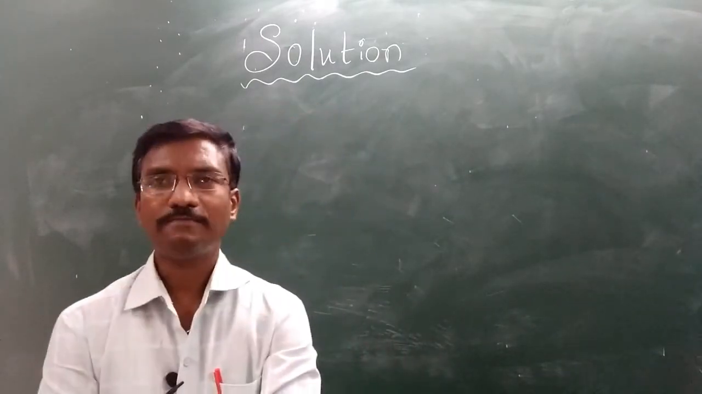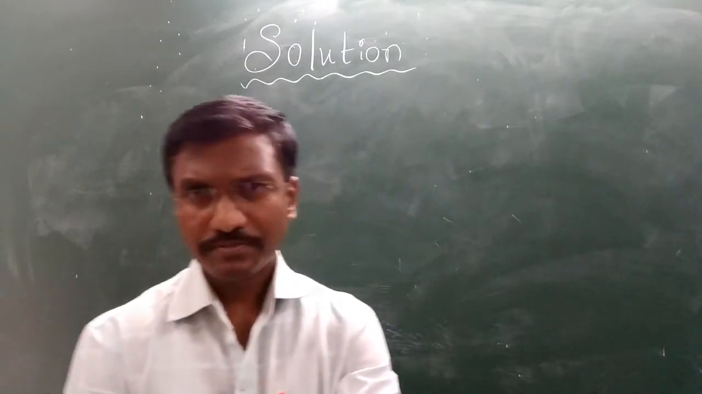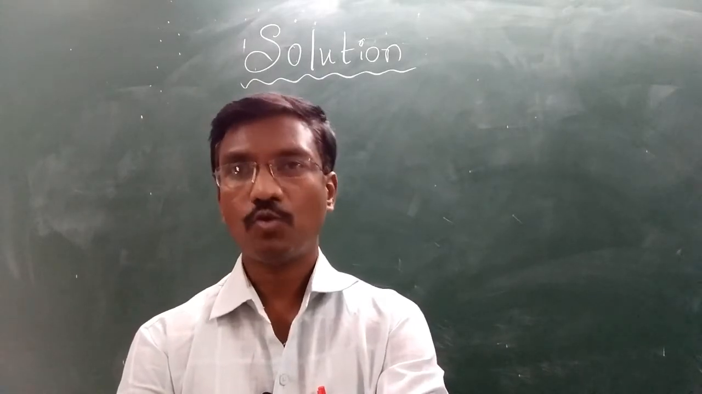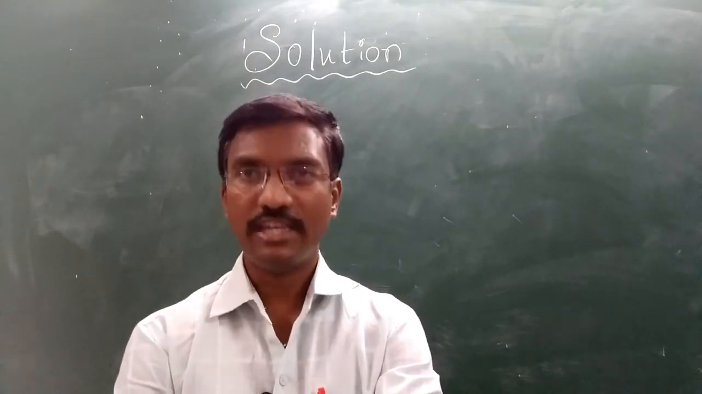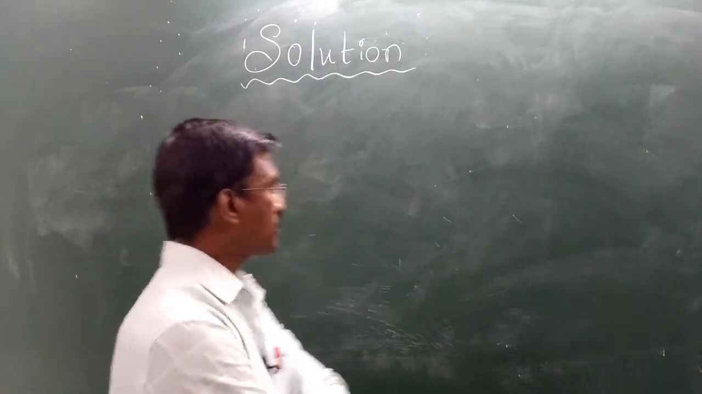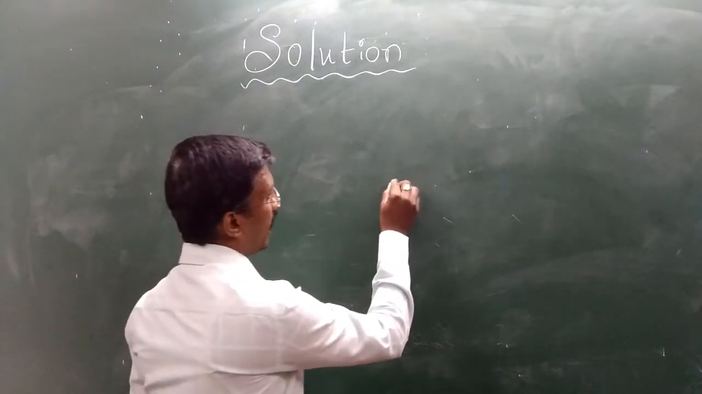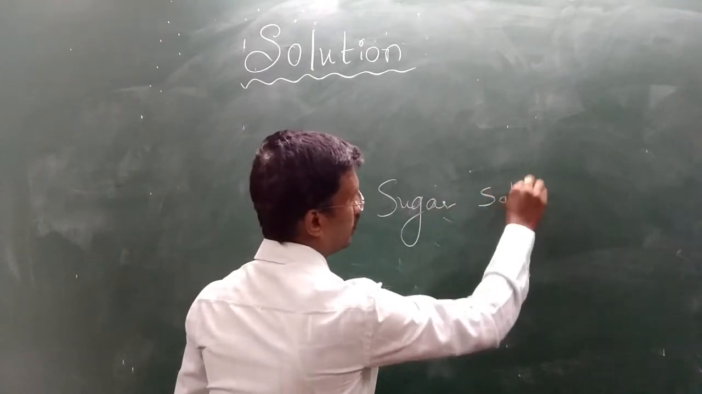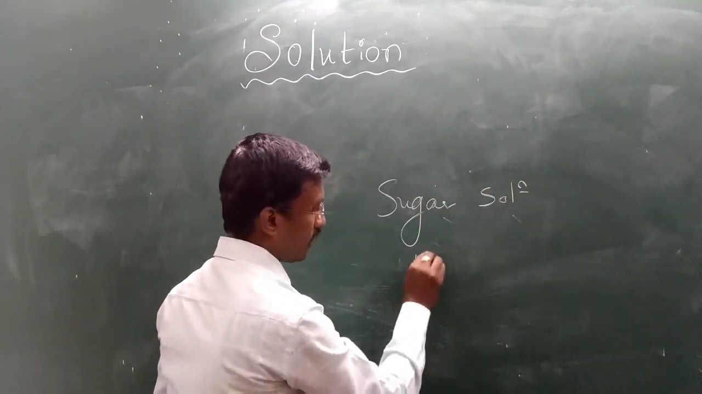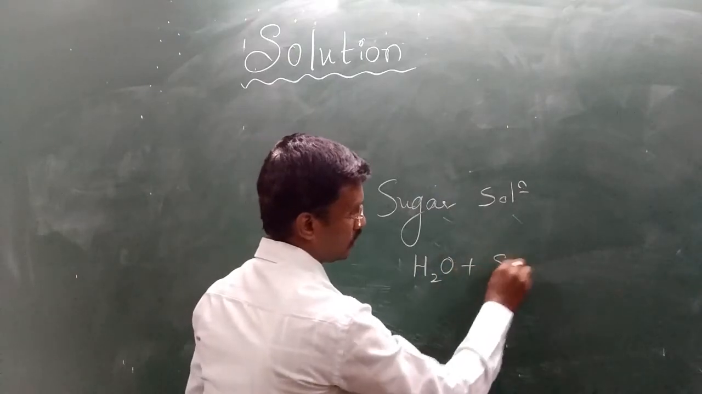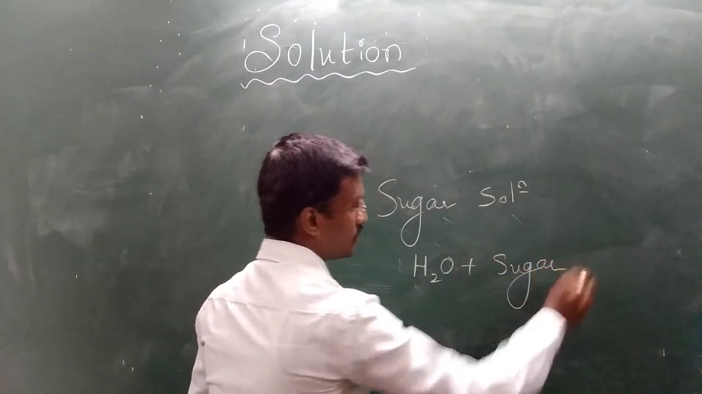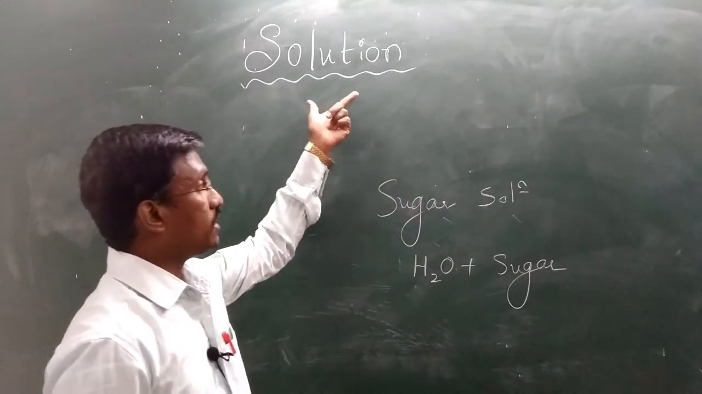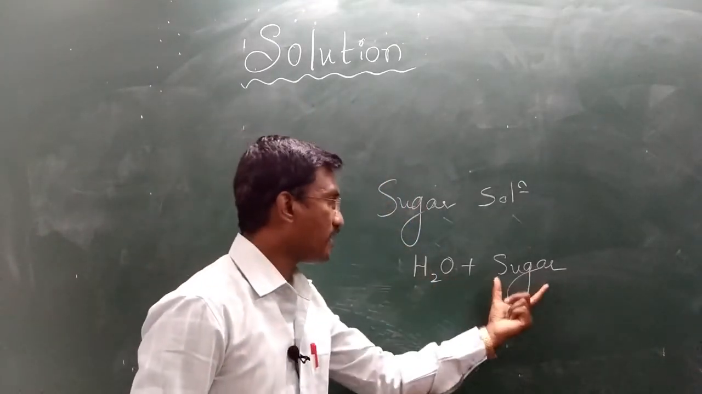So let's begin. A solution is nothing but a homogeneous mixture where the two components do not react with each other. For example, we have a sugar solution. Here, sugar solution means it contains water plus sugar. It is called a sugar solution, and it is a homogeneous mixture.